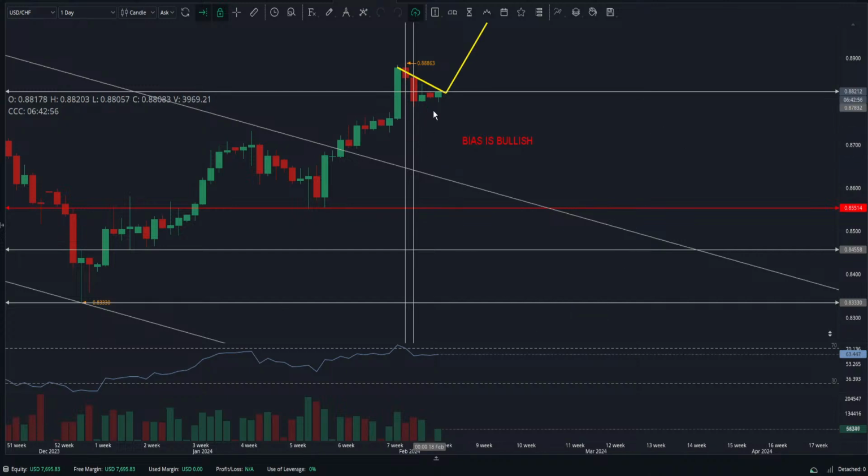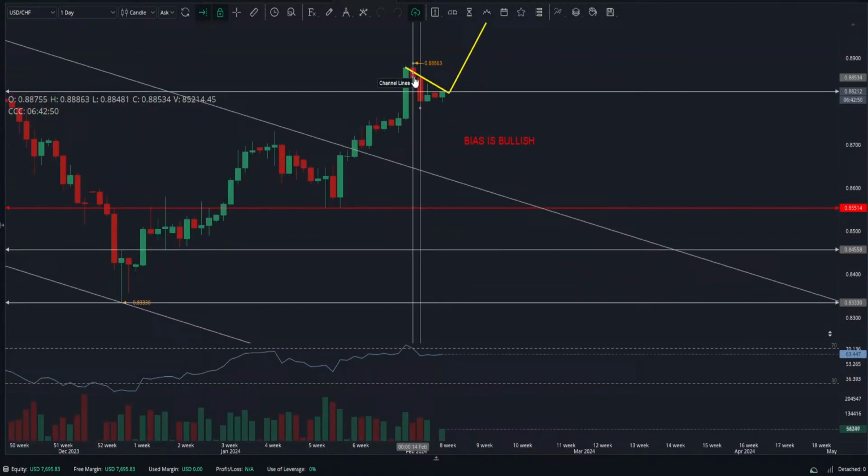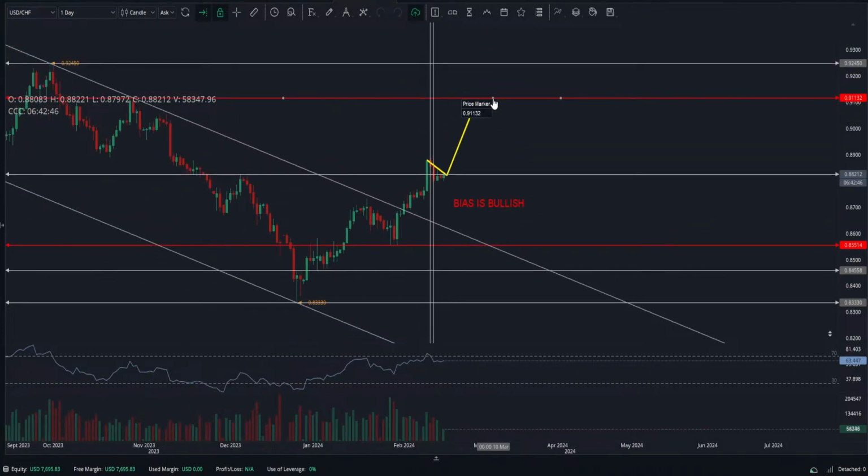All right, so USD CHF, this is what we had anticipated. That has not happened right now, but I am expecting the price to go like this. So maybe tomorrow we can expect higher prices, although we are looking for the target of 0.9113 on this. The bias will remain bullish above 0.8551.